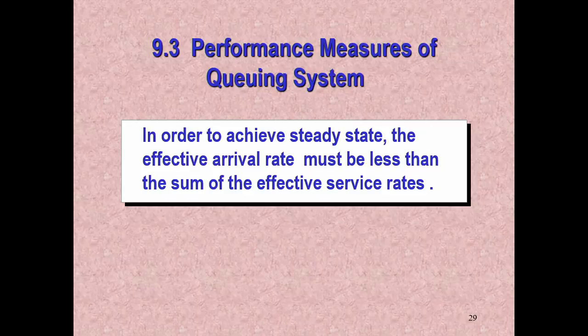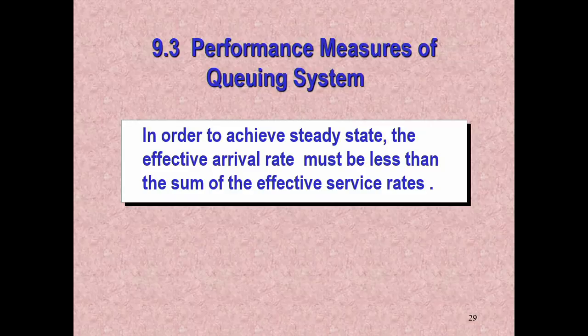Steady state follows that period, but the other thing we need to achieve steady state is that the effective arrival rate of the things in the queue must be less than the sum of the effective service rates. For example, if things are arriving at 5 per hour, but I'm only serving them at a rate of 2 per hour, well, things are just going to explode, right? Things are coming in faster than we're serving them. That queue will never achieve steady state.